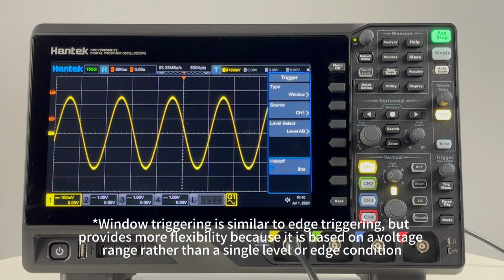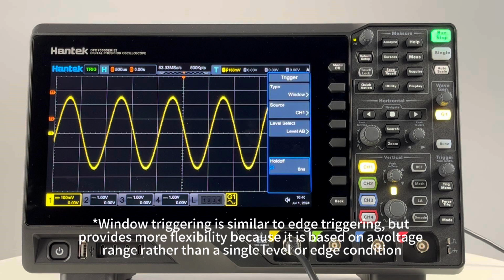Window triggering is similar to edge triggering, but provides more flexibility because it is based on a voltage range rather than a single level or edge condition.